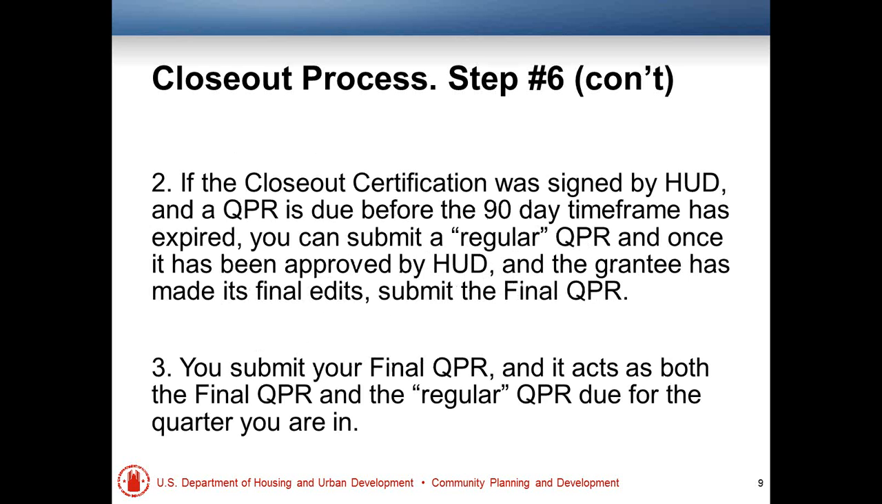A second way is if the closeout certification was signed by HUD and a QPR is due before the 90-day time frame expired, you can submit a regular QPR, and once it's been approved by HUD and the grantee's made any final edits, then you submit the final QPR. Lastly, you submit your final QPR, and it acts as both the final QPR and your regular QPR due for that quarter that you are in.